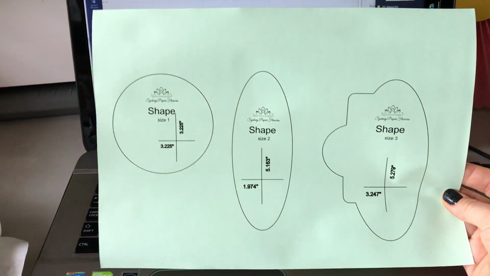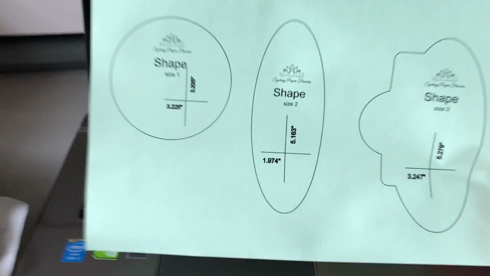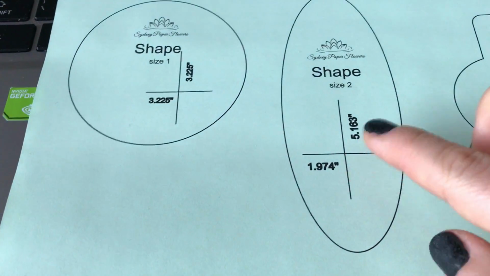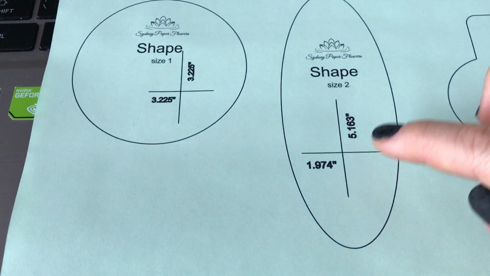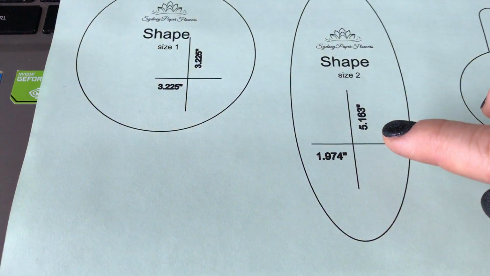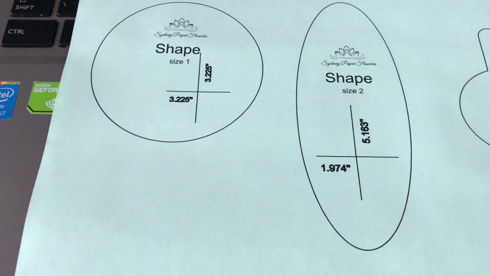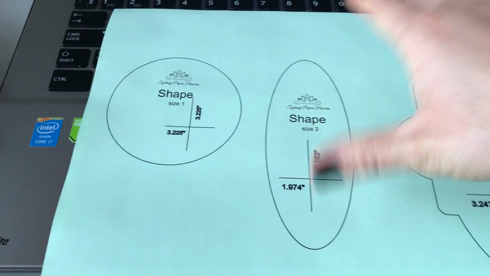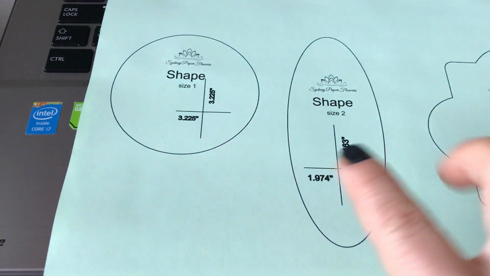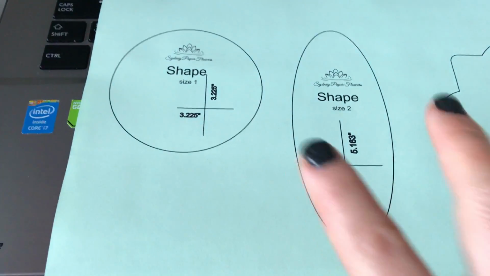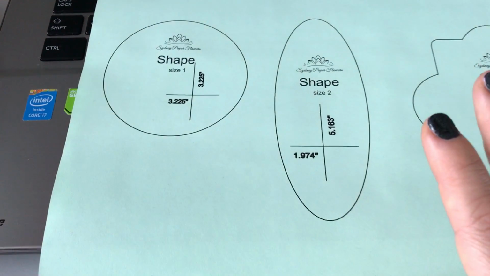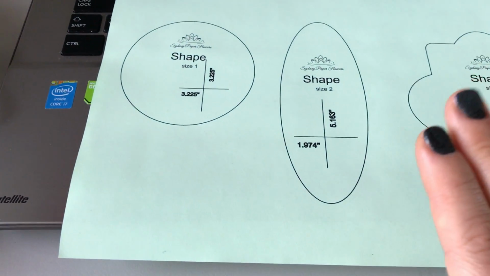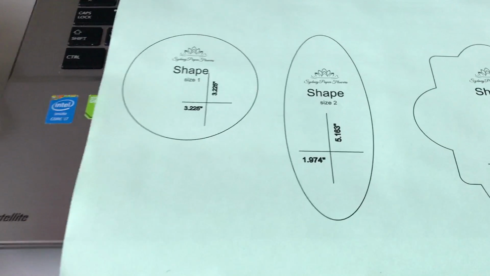So this is an A4 size of paper, and these are shapes, and these are their measurements. So this means that this circle is 5 point something inches in height and 1 point something inches in width, and I want these to be cut in Cricut exactly in this size. So how and what to do?